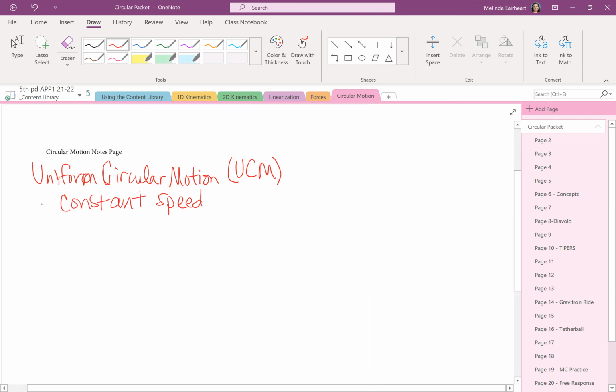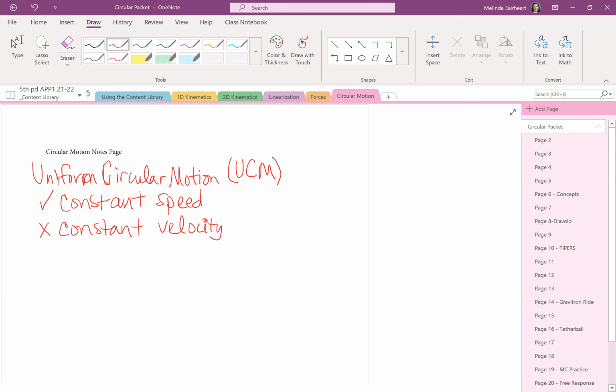So constant speed, yes, but not a constant velocity. Now, previously, maybe we were a little loose and we said, oh, it's both. Constant speed, constant velocity, same thing. For an object moving in a straight line, that can be true. They can both be the same thing.